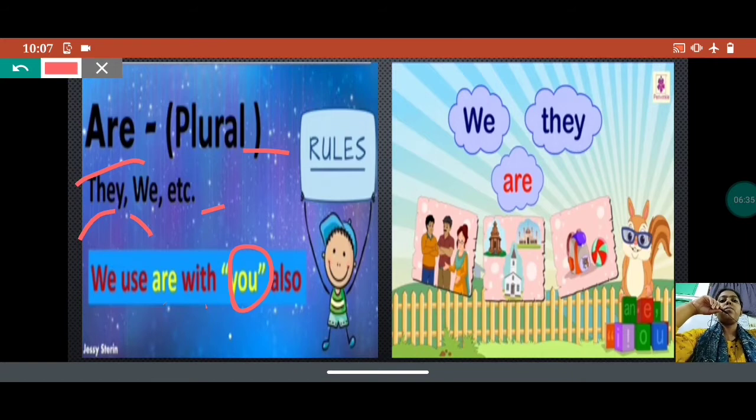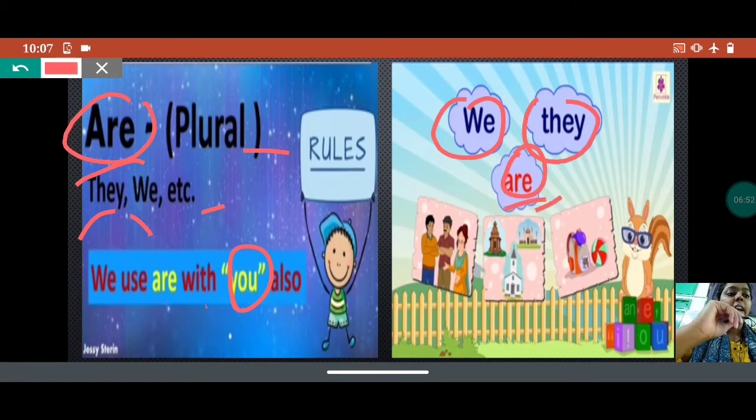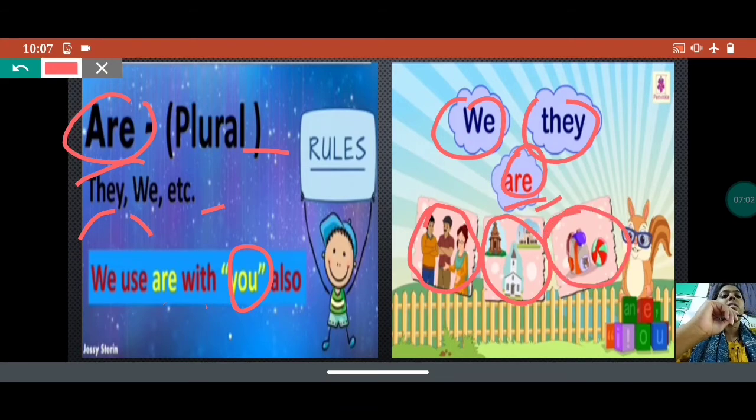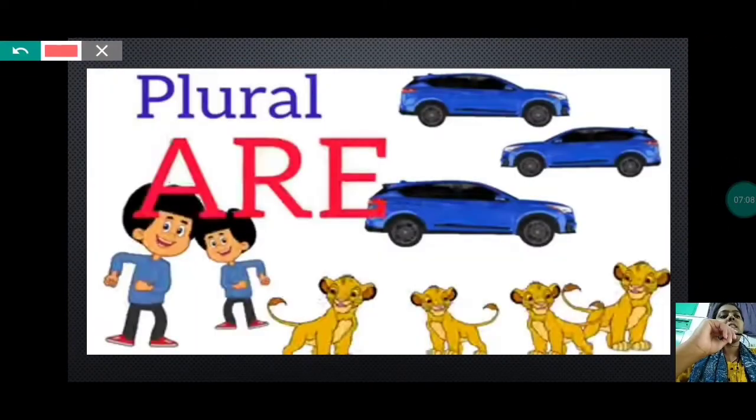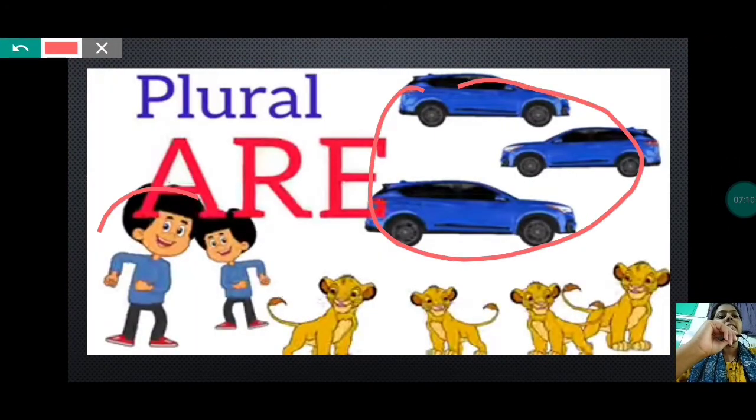So where do we use are? With you also. Now you can be for a singular noun and also for a plural noun, but you always uses are. For example, see over here, it is written we, they and are. We and they are used with are when we want to talk about more than one person, more than one place, more than one thing. So see, plural are is used for more than one noun.